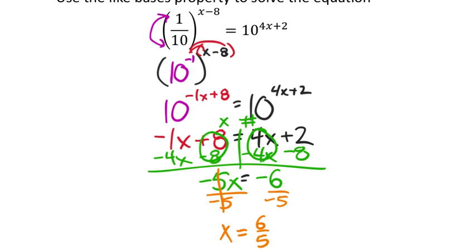Now let's see if we get the same thing on the other side, because we should. But that's 10 to the power of 4x, and remember x is 6/5, plus 2, enter. Oh, it is 6,309,573. It is exactly the same, which means that x equals 6/5. Yeah, that's our solution right there.